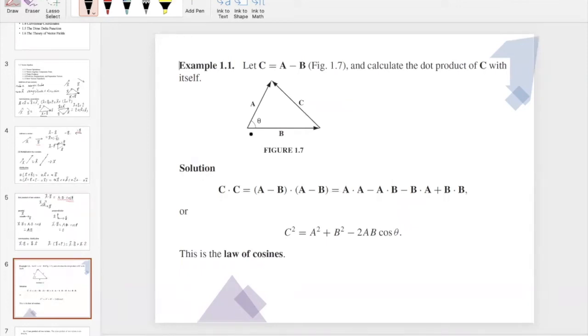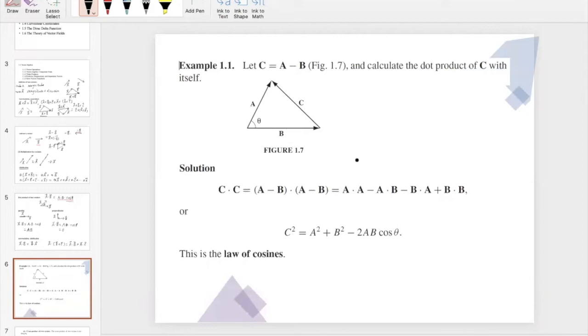Okay, here let's go to an example of the applications of some operations of vectors. So first, let's see this example. If C equals A subtracted by B, let's calculate the dot product of C with itself. So now, if this is A, this is B, then A subtracted by B will be like that.